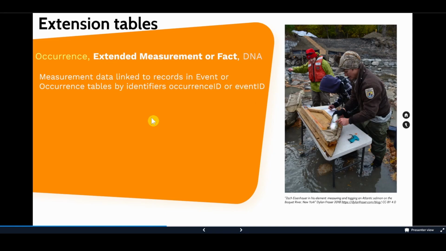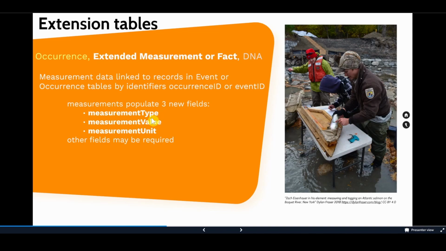Now, it's important to know that records and measurements are documented a little bit differently than you might be used to in the EMOF. So you might be used to having a separate column for each of your measurements, a column for length, a column for abundance, and so on. The EMOF instead condenses all of this data into three fields. So you have a column for measurement type, measurement value, and measurement unit. So for this fish example, the measurement type would be length. Measurement value would be however long the fish was, 15, and the measurement unit would be centimeters, inches, whatever your unit is.